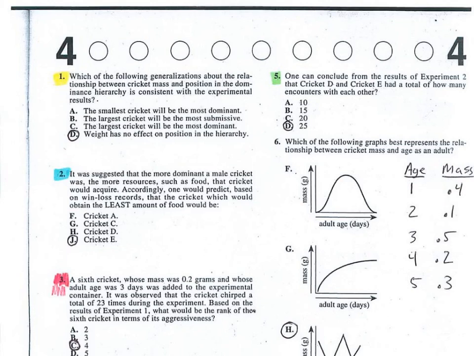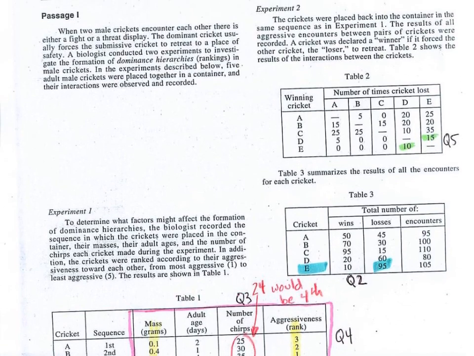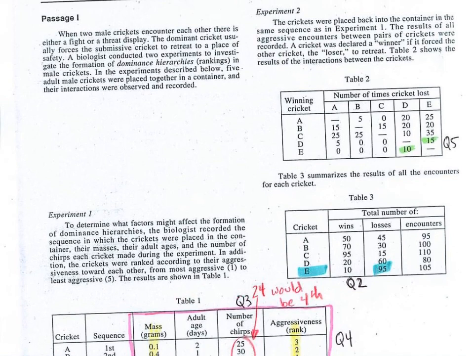For number 5, the answer is D. If we look at table number 2 and look up the number of times the winning cricket D lost to cricket E, which is 15, then look up the number of times the winning cricket E lost to cricket D, which is 10. If we add all these encounters together, in other words 10 plus 15, we get a total of 25.